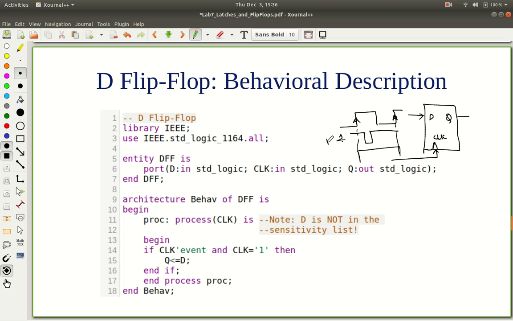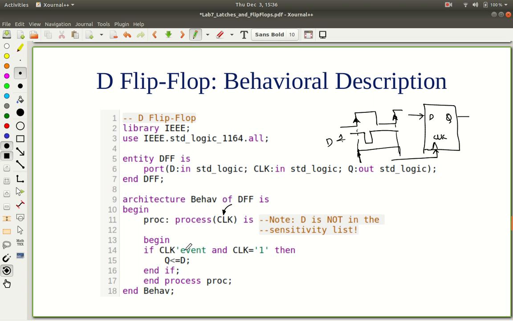Irrespective of D changing when the clock is high, that value that occurs only on the rising edge should be sampled and saved as Q. So this is how we describe the D flip-flop in a process block. Notice that this is the sensitivity list and only clock appears in the sensitivity list. We don't need D in the sensitivity list.